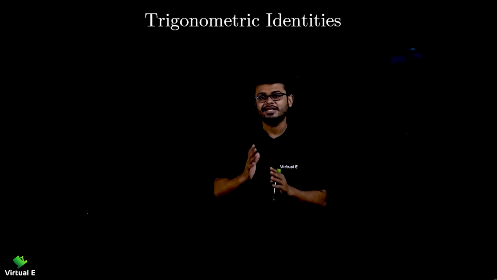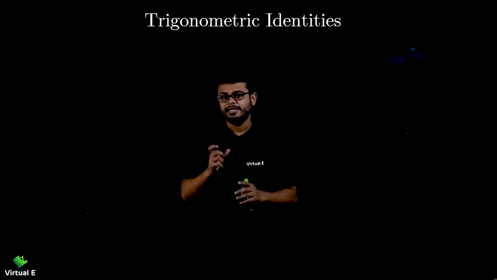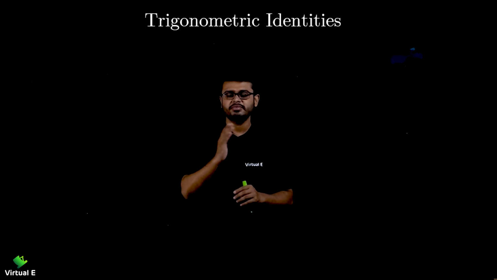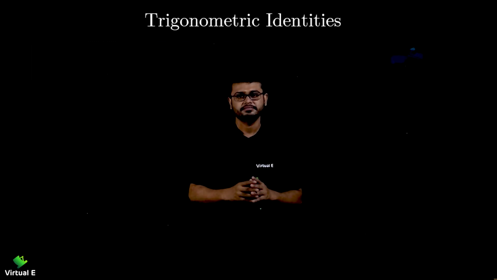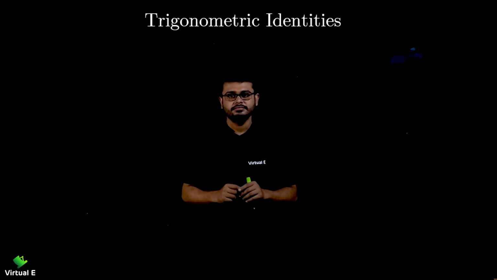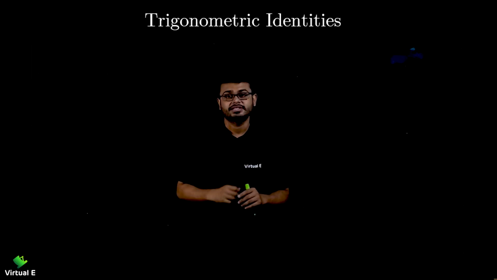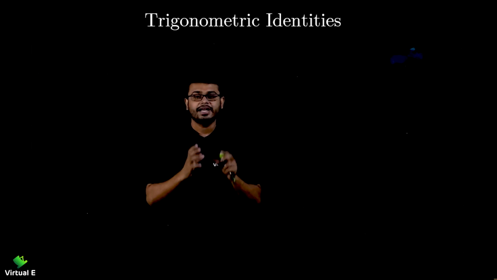Let's discuss the last topic of this chapter, which is trigonometric identities. Identities, you know the algebraic identities, which is (a minus b) whole square, (a plus b) whole square. It means that it is valid for all numbers. For trigonometry, we are going to learn trigonometric identities. What are they? Identity means what?